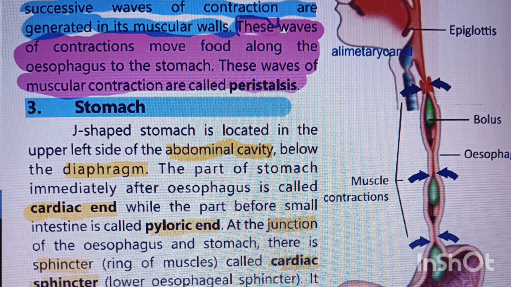So, what is the cardiac sphincter? The cardiac sphincter is a ring of muscles, which is present exactly at the valve between the esophagus and the stomach, and we call that the cardiac sphincter, whereas the valve, the sphincter, the ring of muscles that is attached between the stomach and the intestine, is what we call the pyloric sphincter.